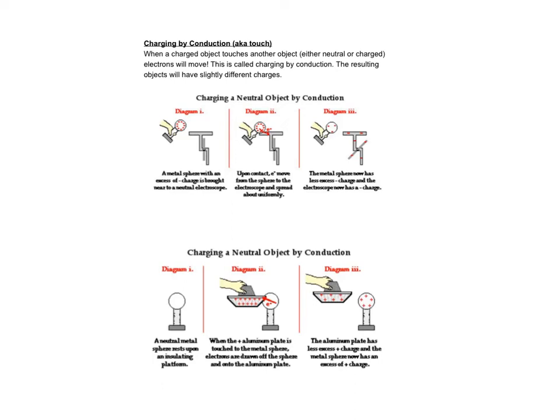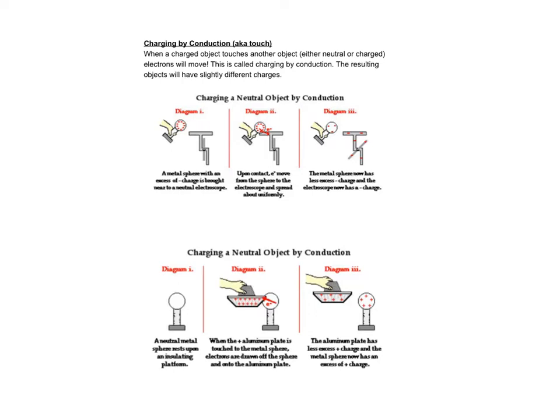Okay, so we've already talked about friction, where friction allows electrons to jump from one object to the other. And we use the electrostatic series to determine which object becomes positive and which becomes negative. Now we're going to talk about conduction.